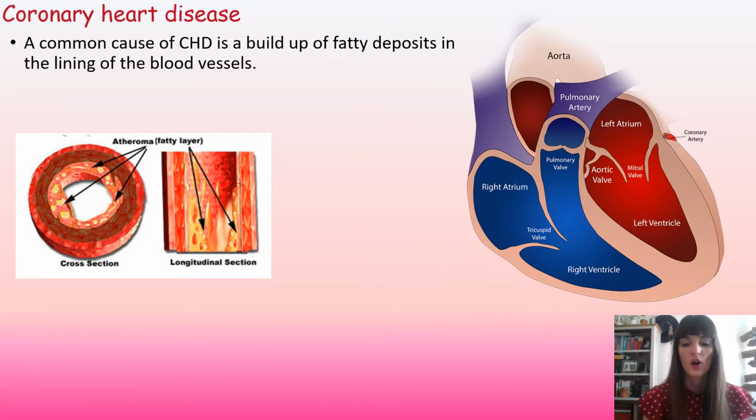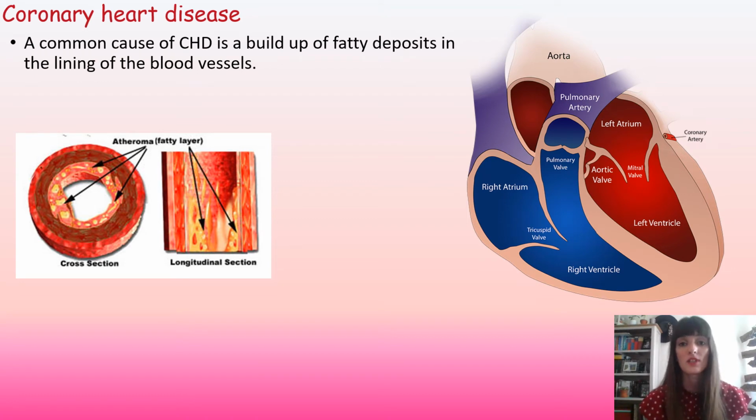So a common cause of coronary heart disease is a buildup of fatty deposits in the lining of the blood vessels. So remember, these arteries are supplying blood to the heart muscle, and they can become blocked by a buildup of fatty plaques containing cholesterol, which results in CHD. Cholesterol is a waxy substance found in your blood, and your body needs cholesterol to build healthy cells. But high levels of cholesterol can increase your risk of heart disease.